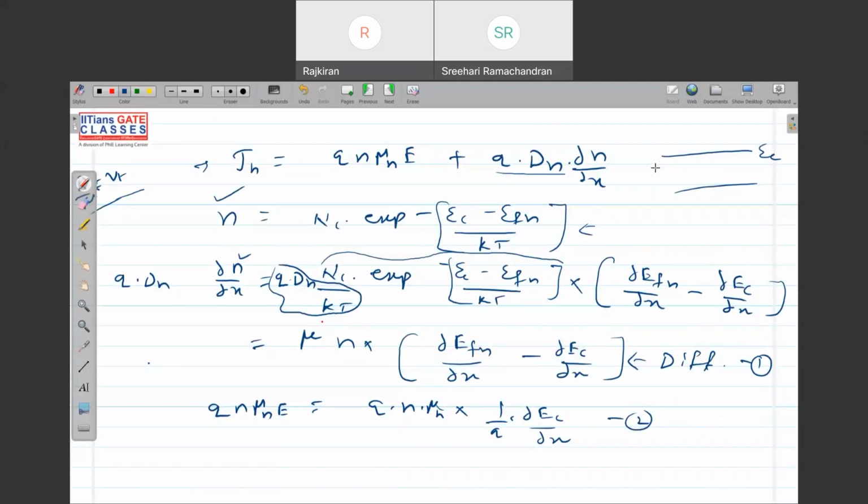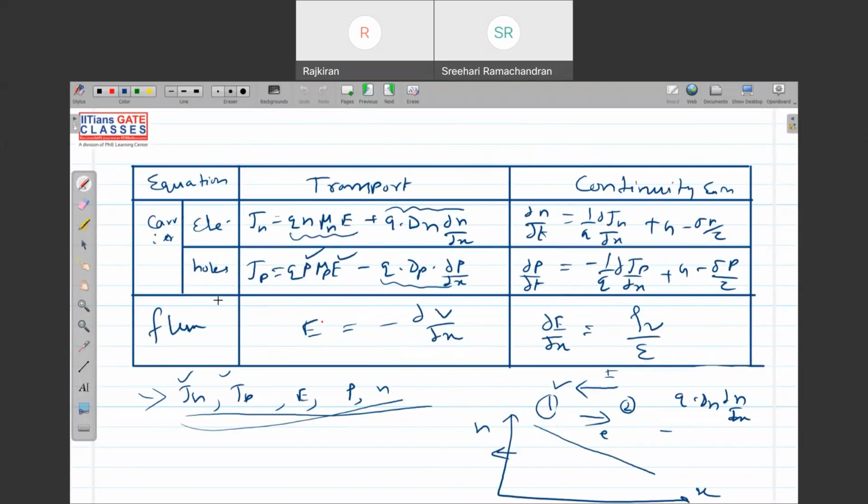So, theory, we have seen in the last class, right? We have seen the continuity equation. In order to analyze any semiconductor, we need some basic equations. First is the transport equation for both electrons and holes, and another is the continuity equation for both electron and hole. Also, we have seen what Gauss law is.